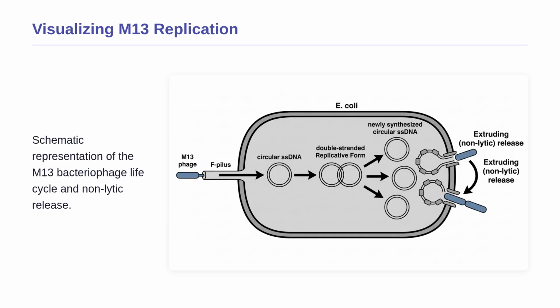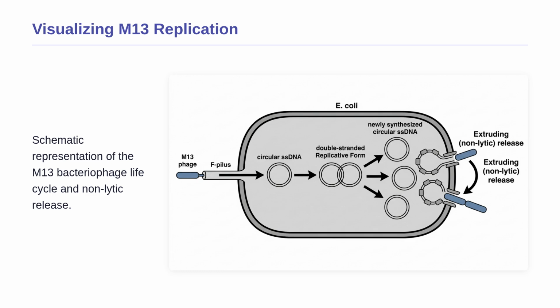Let us visualize this incredible continuous factory process we just discussed. On screen, you are looking at a schematic diagram of the M13 phage life cycle. On the far left, you can see the filamentous M13 phage attaching to the F pilus of the E. coli bacterium. As we move inside the cell, the circular single-stranded DNA is shown converting into the double-stranded replicative form.